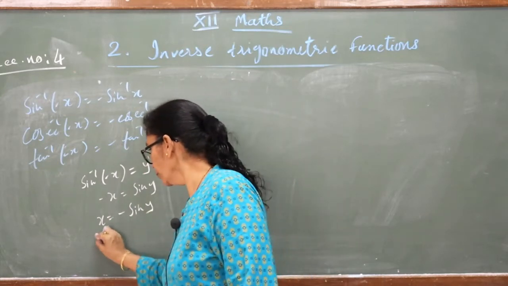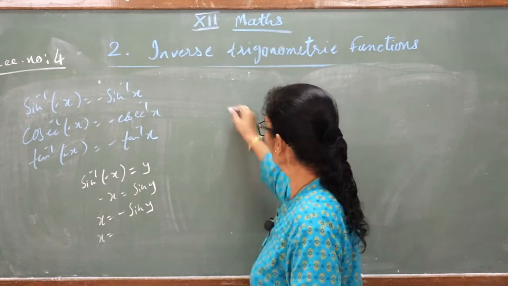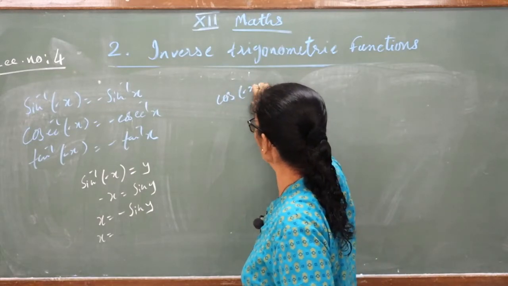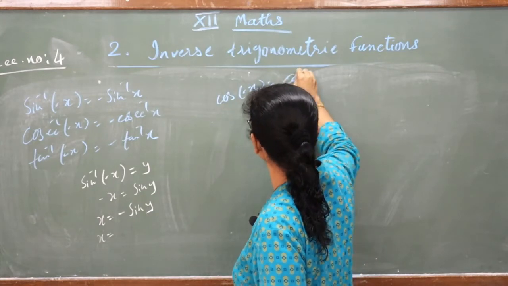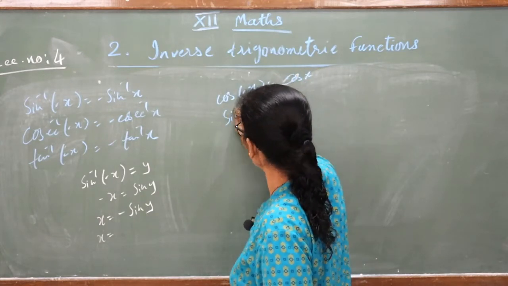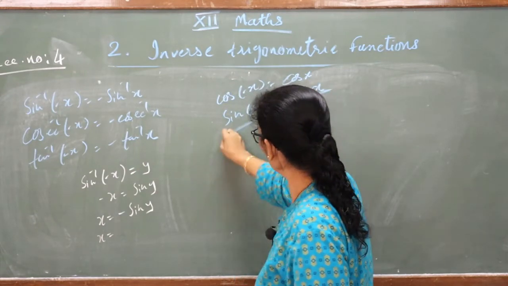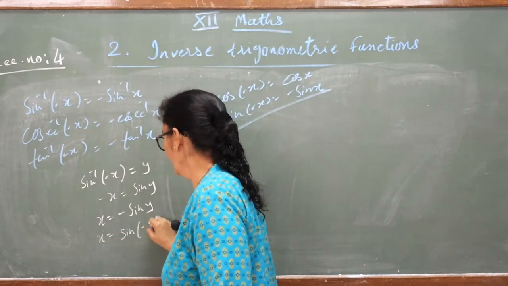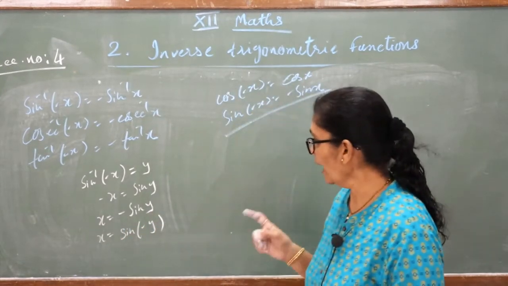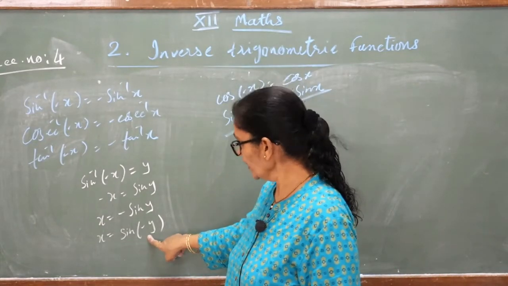So what do you do with this minus sign? You already know sine is an odd function. We already discussed in 11th standard that cos is an even function, so the minus sign will go inside, and sine is an odd function, so the minus sign will come outside. If we use this property here, we get sine of minus y. Now x equals sine of minus y. So what is the meaning of it?